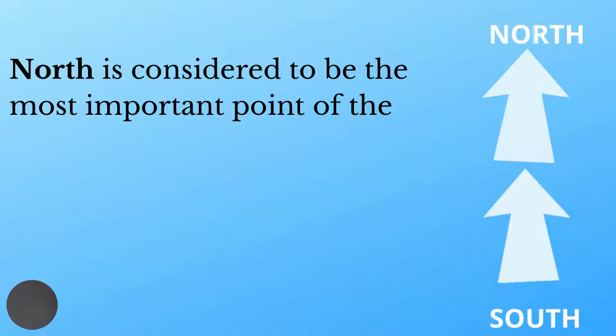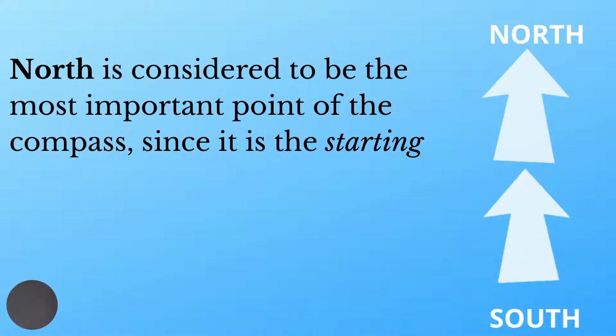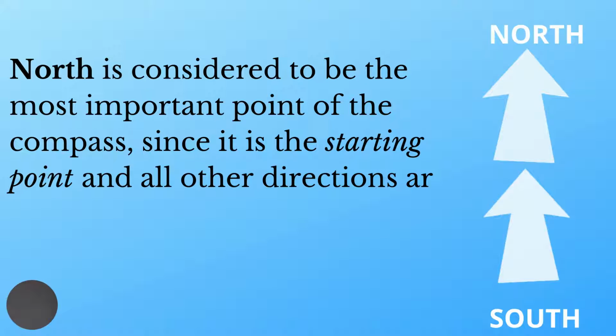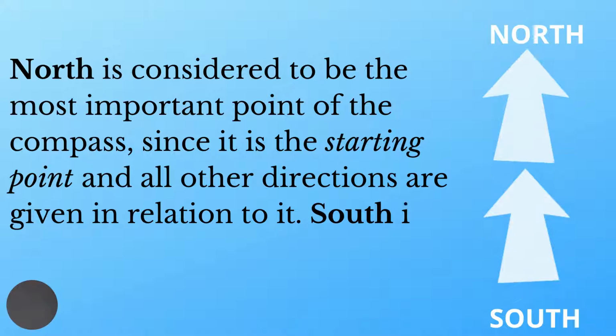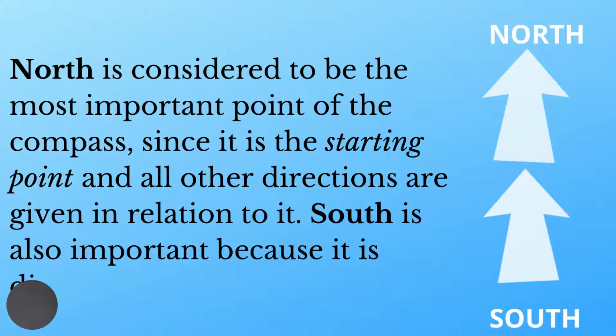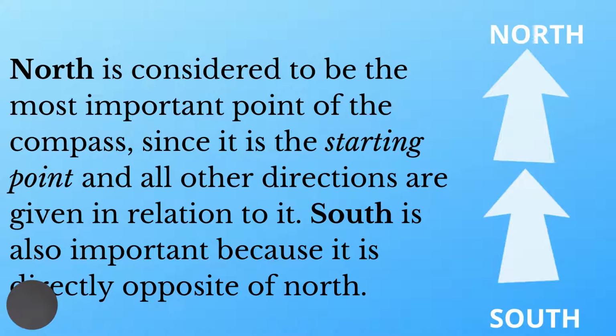North is considered to be the most important point of the compass, since it is the starting point and all other directions are given in relation to the north. South is also important because it is the direction which is directly opposite of north.